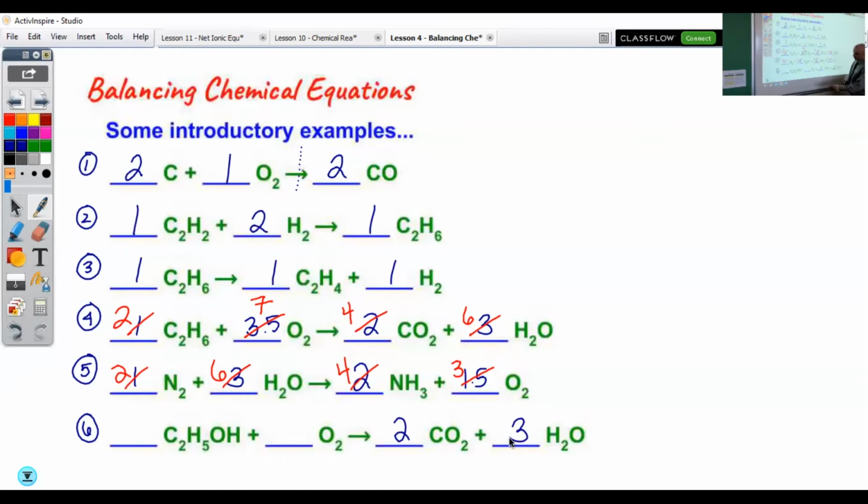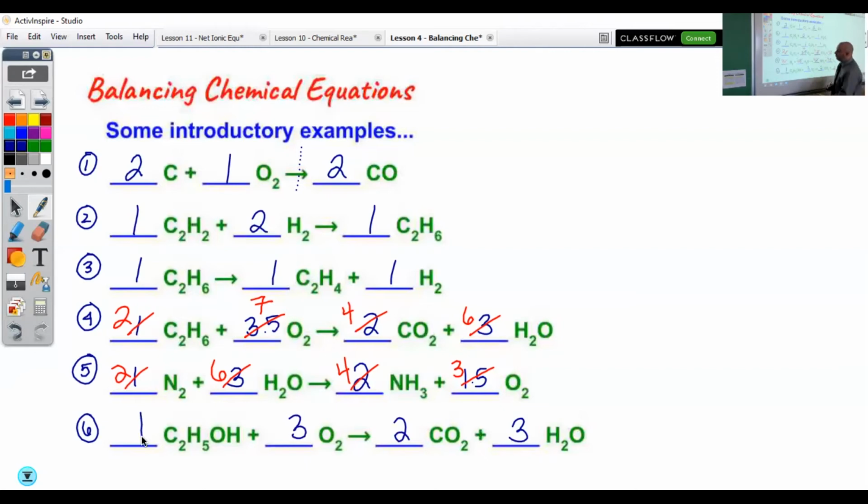And finally, if you look at oxygen on the left side, we have 3 of them. Let's take a look at oxygen on the right side. We have 4 here plus 3 more for a total of 7 oxygen on the right side. Now, without disturbing anything else, we have to get 7 oxygen on the left side. So we have 1 oxygen here. We need 6 more. So I can go ahead and put a 3 on this line to get 6.